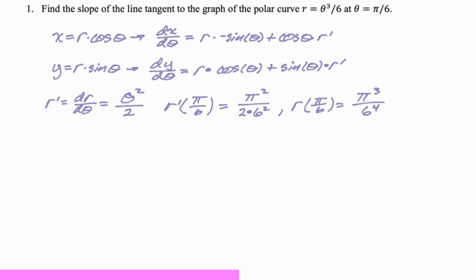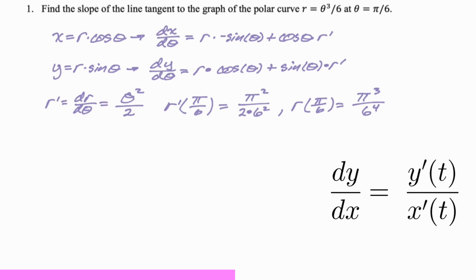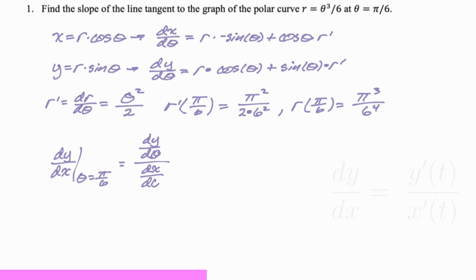All right, now we're looking for dy dx when theta is pi over 6. So that's what we're looking for. We have to make sure that at some point we say that dy dx is dy d theta divided by dx d theta, so let's get that out of the way. And then we're going to evaluate everything at pi over 6, but we actually know all the values at this point, right? So we know that r is pi cubed over 6 to the 4th.